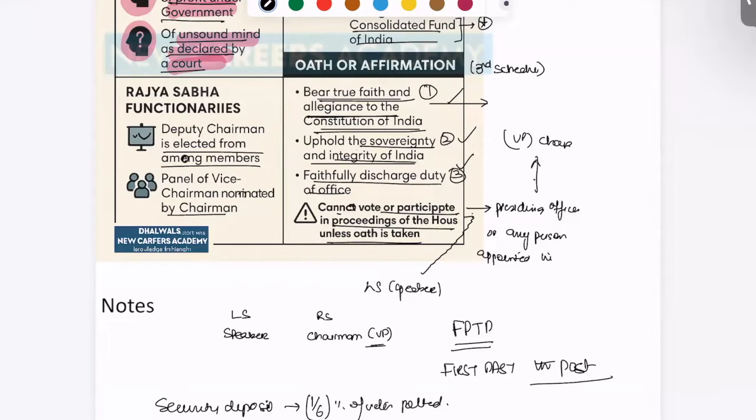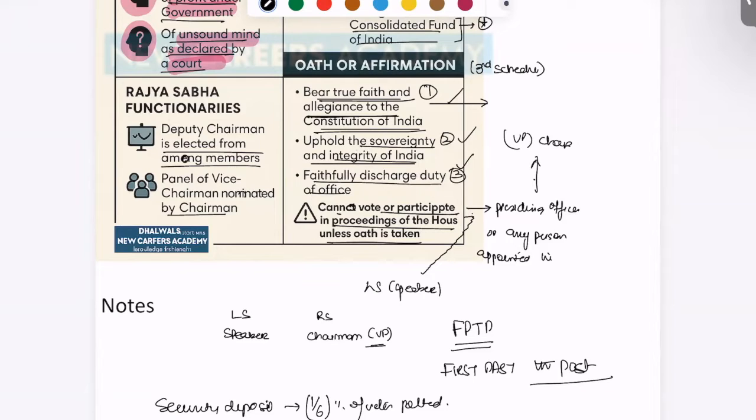Clear or not? It's not much. It's 15,000. For SC/ST candidates, there is no money. But for the general category, it will be 15,000, which he has to submit. If he does not get 1/6 of the votes polled, what happens to his money? It goes to the government. Clear or not? It is to make sure that non-serious candidates do not contest.